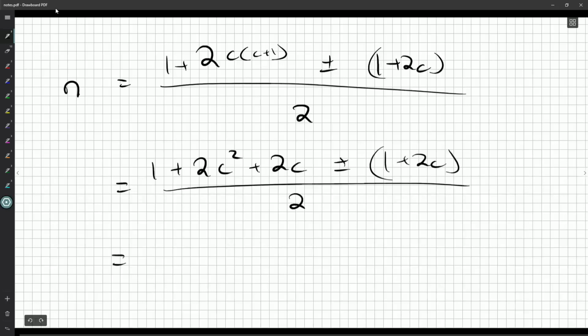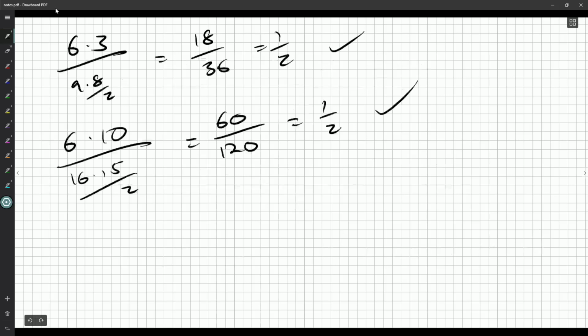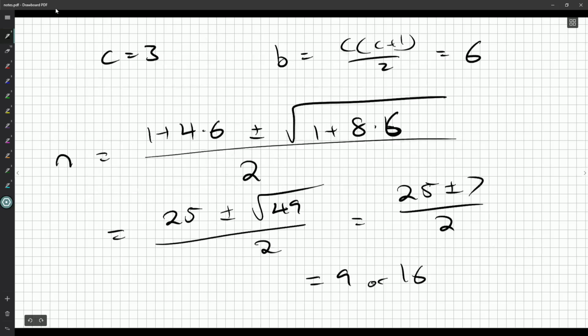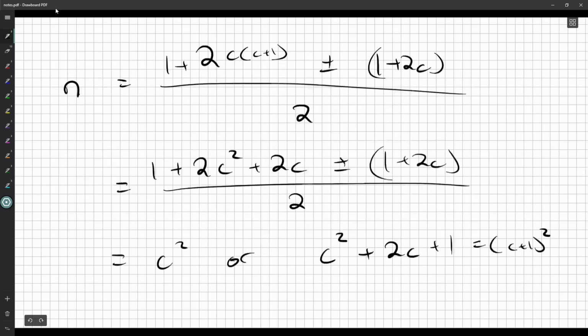and we get c squared, or we add it on and we get c squared plus 2c plus 1, which is c plus 1 squared, and that's actually why we got a 9 and a 16. Great. So n needs to be a square. And it doesn't even matter which square.